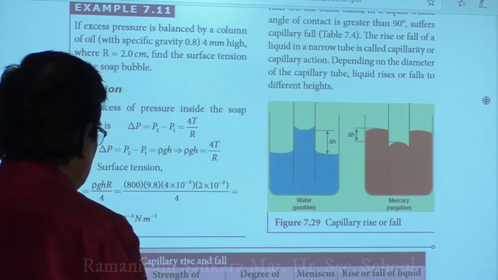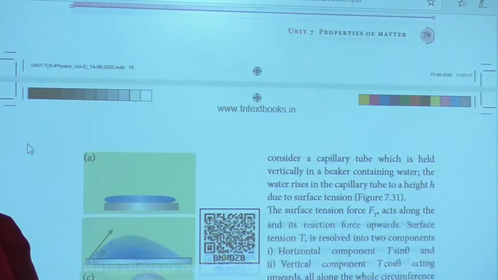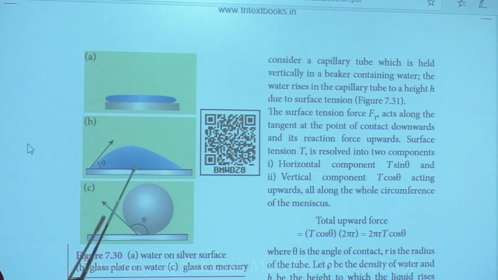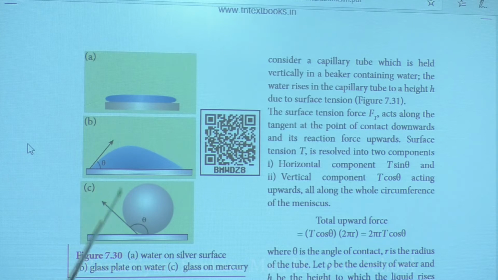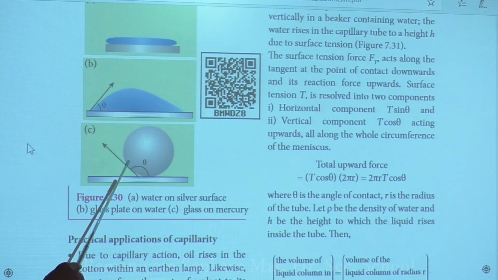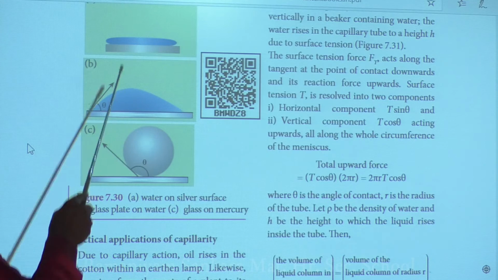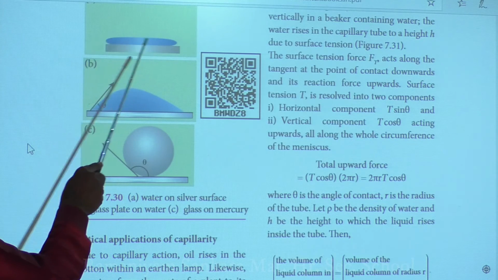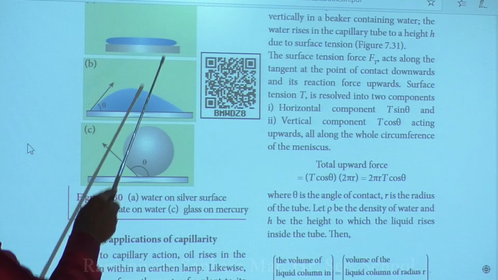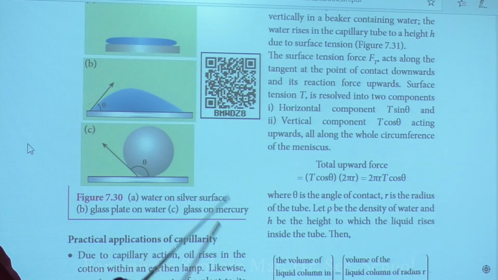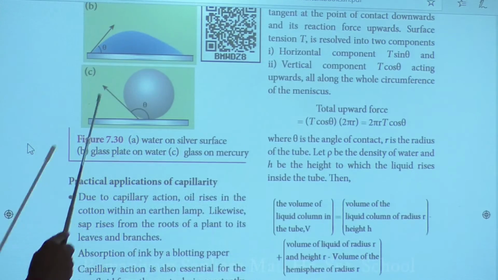Okay, now we go to the next part, and this is what they have given. To understand, this is an acute angle, water with a solid. This is mercury, an obtuse angle above 90 degrees, mercury with a solid, that is glass. Here, the same, theta equal to 0, flat. So water on a silver surface, glass plate on water, glass on mercury. This is the diagram. Suppose they ask you to draw it for a 3 mark question, you have to draw it.